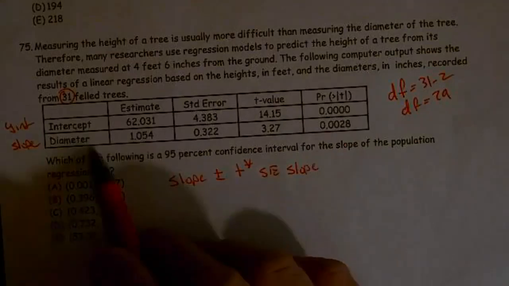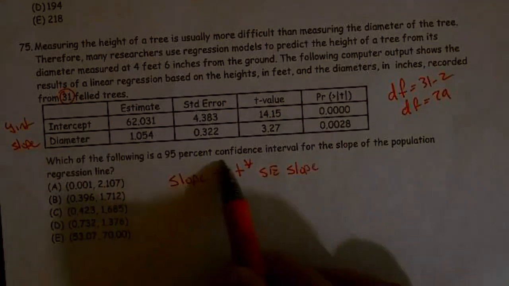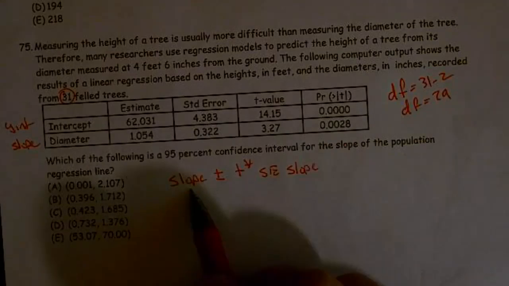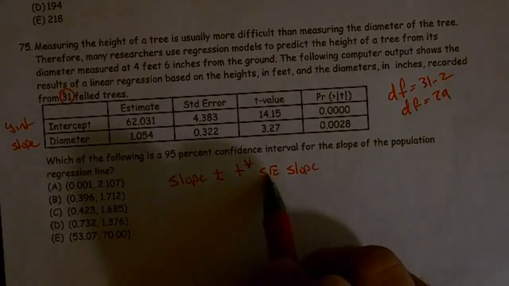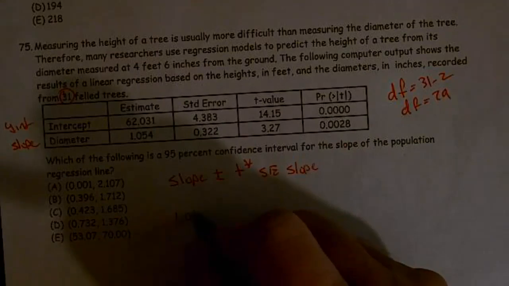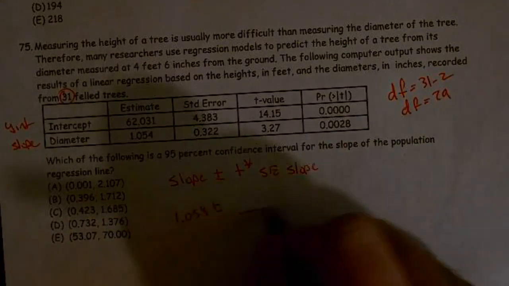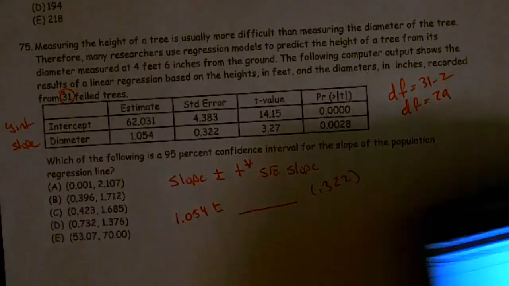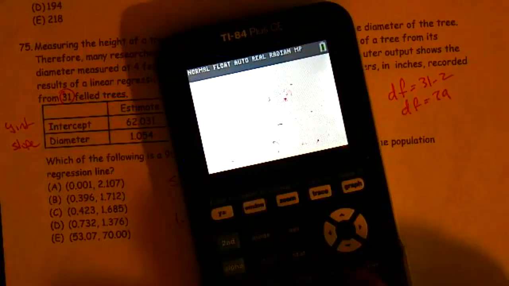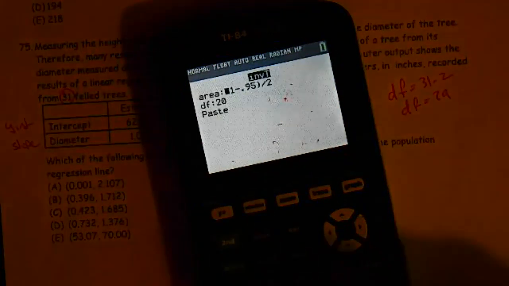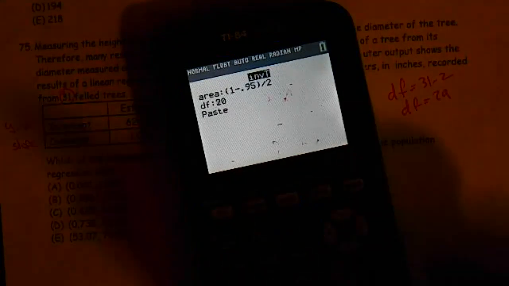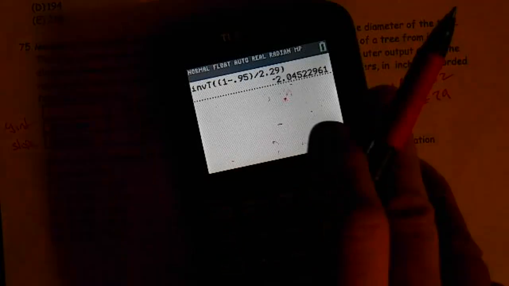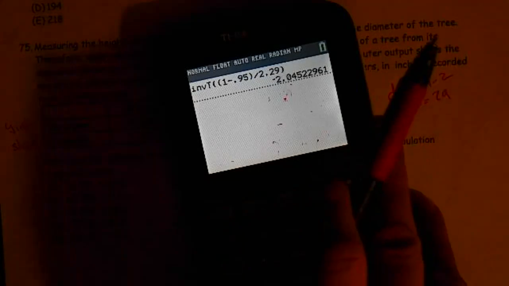This is the intercept row. This is my slope row. Which of the following is a 95% confidence interval for the slope of the population? Well, remember, slope plus or minus t star times standard error. So 1.054 plus or minus, we'll come back to t star in a moment. Our standard error they give us is 0.322. We need to calculate our t star, so second bar is inverse t. 1 minus 0.95 divided by 2, degrees of freedom is 29. And I end up getting a value of 2.0452.